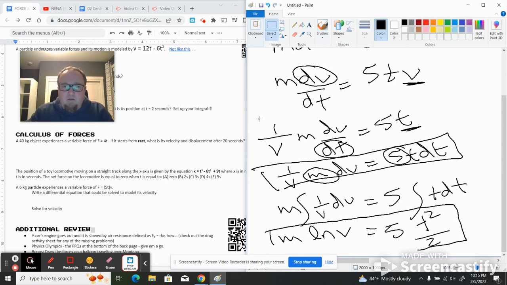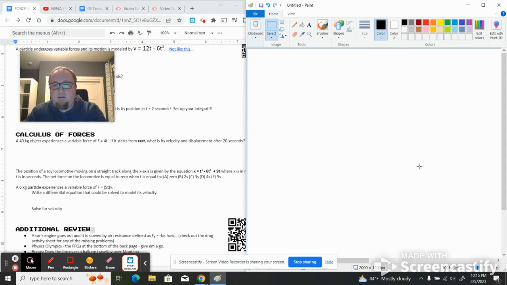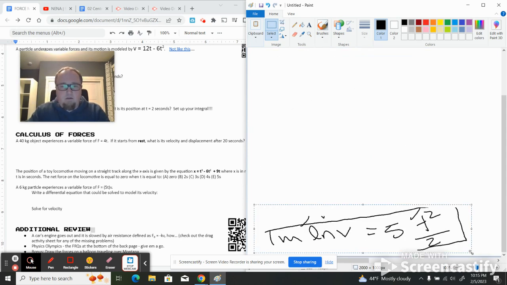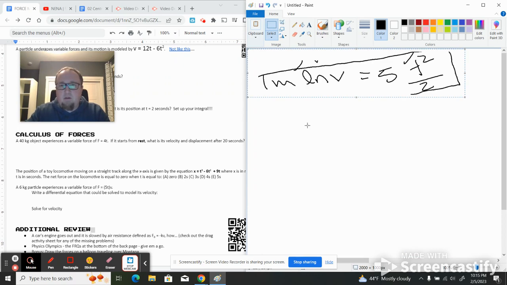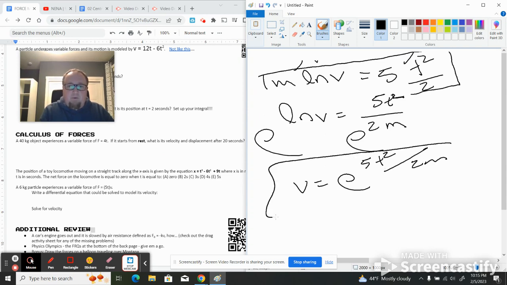Okay. So now what we need to do is solve this for v. I'm going to divide both sides by m. So that means I got 5t squared over 2, that's squared, I promise, over 2m. Exponentiate both sides, and I get v equals e to the 5t squared over 2m.